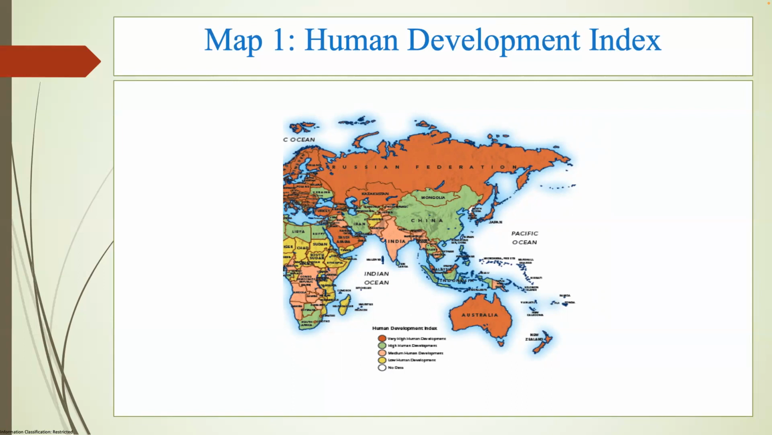Medium human development: India, Pakistan, Tajikistan, Iraq, Papua New Guinea, Nepal, Bangladesh, Myanmar, Cambodia, Kenya, Zimbabwe, Congo Democratic Republic, Angola, Zambia, Cameroon. And low human development: Afghanistan, Yemen, Somalia, Ethiopia, South Sudan, Tanzania, Central African Republic, Congo Republic, and no data on North Korea.